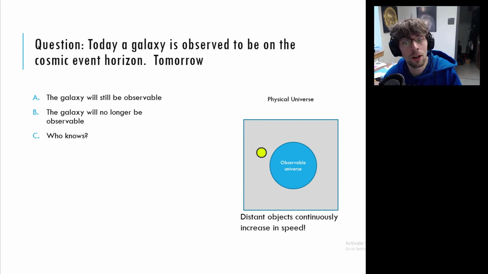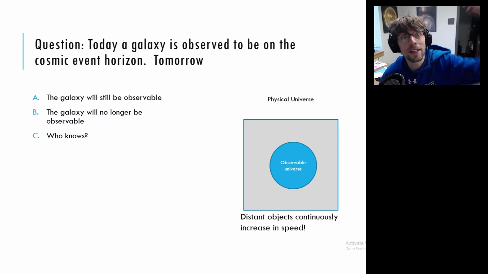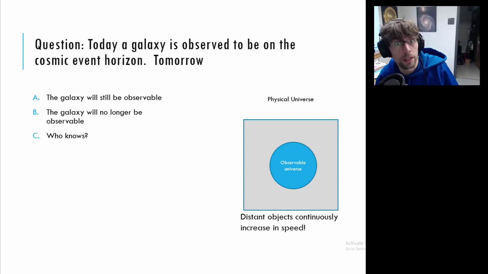So right away, we know that the galaxy we've talked about in our question, when we receive light from it, is 26 billion light years away, right? As light traveled the 13 billion light years, this galaxy moved another 13 billion light years away from us. So a conservative estimate would be that the physical universe is at least 26 billion light years in size. It's actually closer to 40.